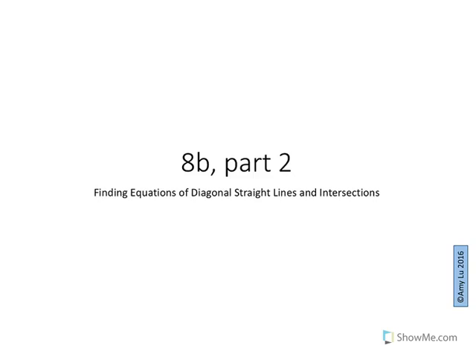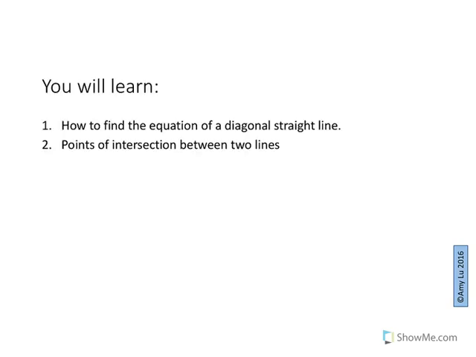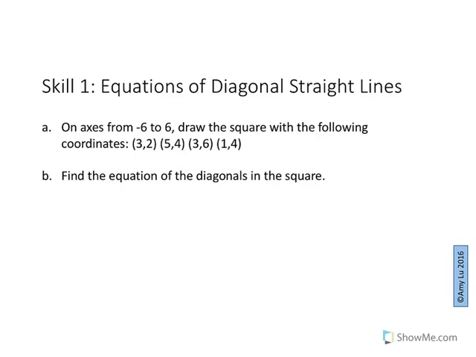Chapter 8b, Part 2. Finding equations of diagonal straight lines and intersections. So, in this second part of the chapter, we will actually be finding the equation of diagonal straight lines and also where lines intersect. Intersect basically means where do the two lines cross at the same time, at what specific coordinate.